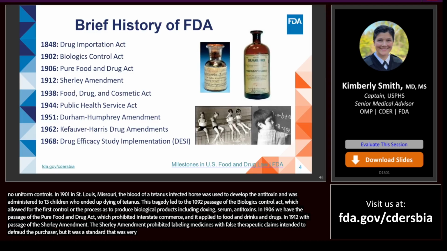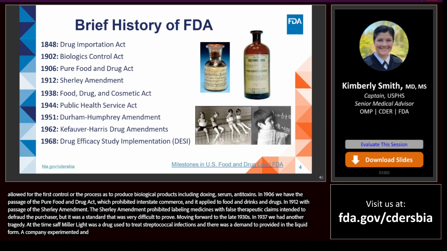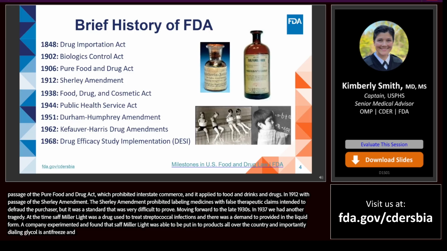Moving forward to the late 1930s, in 1937, we had another tragedy. At the time, sulfanilamide was a drug that was used to treat streptococcal infections, and there was demand to provide it in a liquid form. So a company experimented and found that sulfanilamide dissolved in diethylene glycol, compounded the product, and sent it all over the country. Unfortunately, diethylene glycol is antifreeze and is toxic. The product killed 107 people, many of whom were children, and really provided a dramatic example of the need to establish safety before marketing a product.